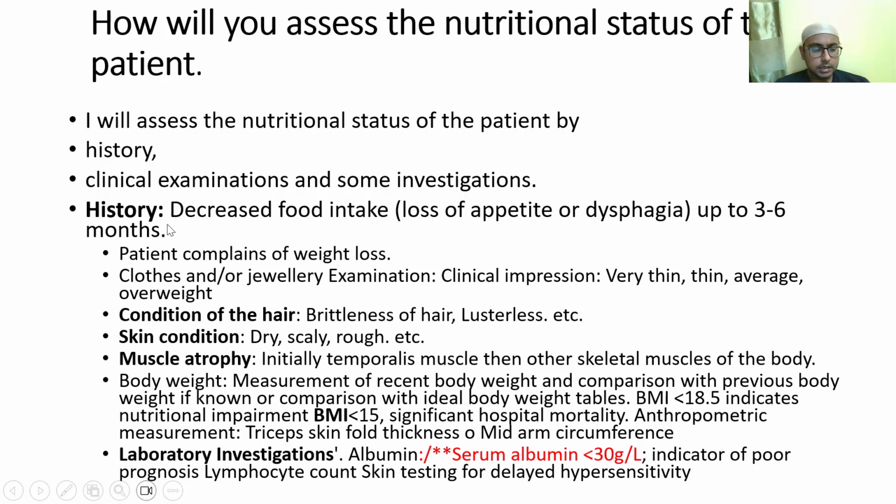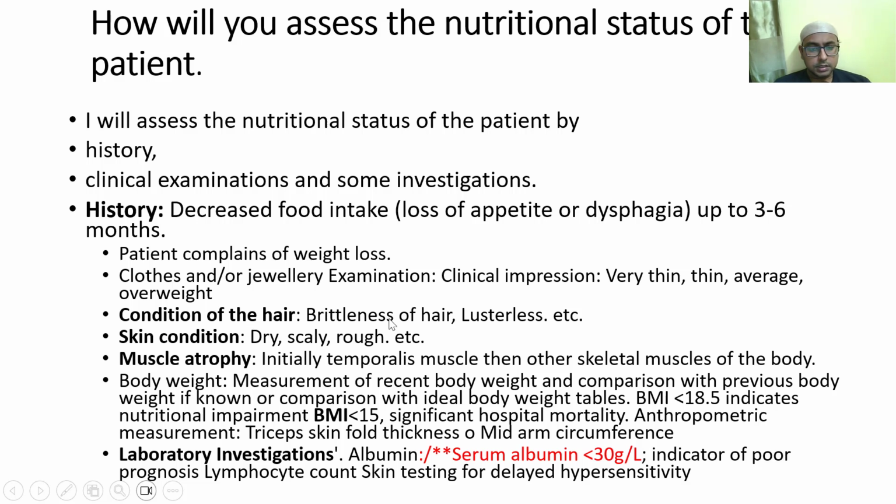And in the history you will find decreased food intake due to loss of appetite or dysphagia up to 3 to 6 months. Patient complains of weight loss and loosening of clothes or jewelry. Clinical impressions like very thin, average and overweight can all be found.